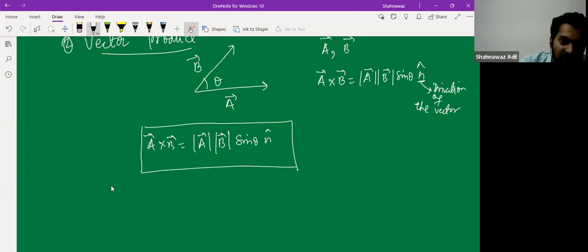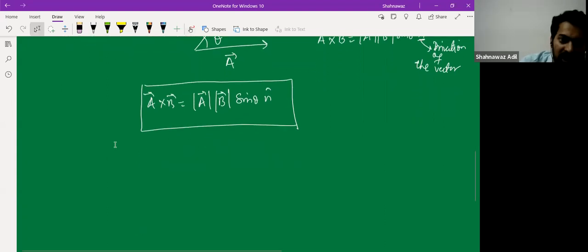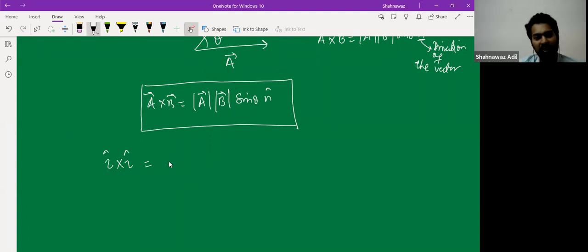And in the case of Cartesian form, what will be the form of the vector product? So let's say you have I, and I cross I will be what? I cross I will be I magnitude, and sine. And what is the angle, Heather?